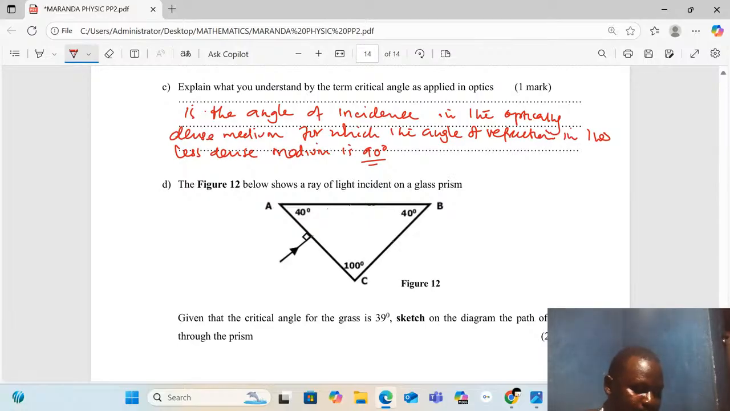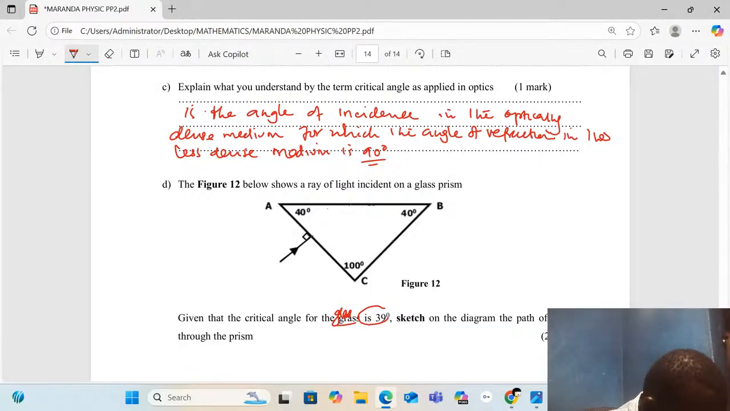Then we have the last bit, where we have an application question. You can look at the diagram clearly that we have an incident ray on side AC. Then it is perpendicular, meaning that it is going to penetrate through undeviated. And you are told, given that the critical angle for the glass is 39 degrees, sketch the path of the ray through the prism.